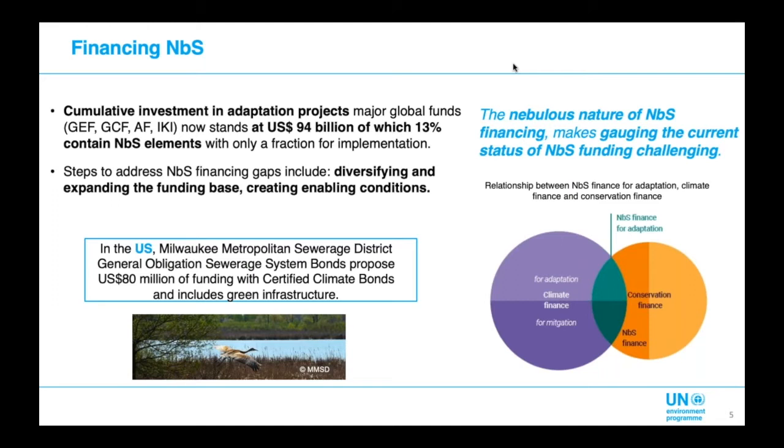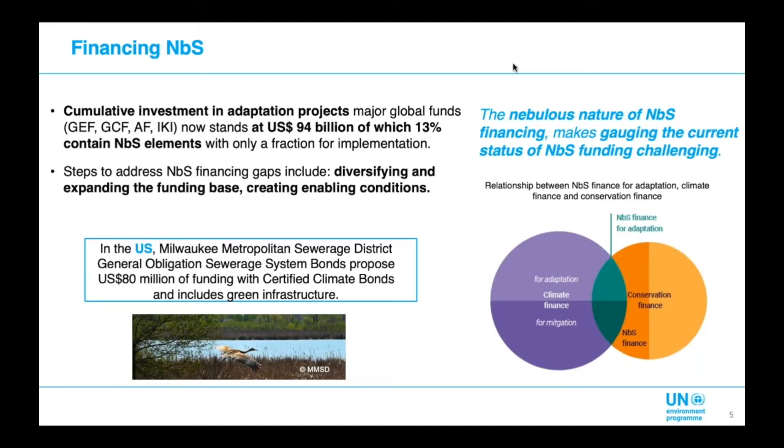This is because it nestles between climate finance and conservation finance, and both these types of financing are used for both adaptation and mitigation. And this makes gauging the current status of NBS quite challenging. There was an analysis of some of the major global funds, and the cumulative investment in adaptation projects now stands at $94 billion. Of this, about 13% contain NBS elements, but only a fraction of this is for actual implementation.